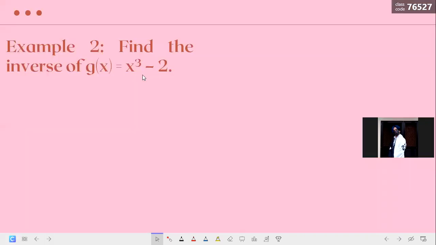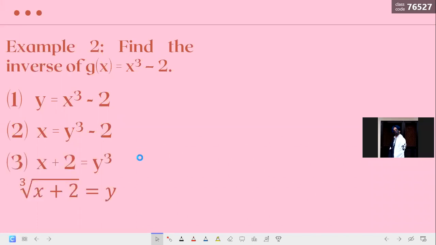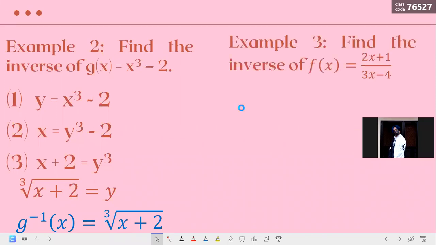Okay, let's have the second one. Second example is this. It is one-to-one because the degree is odd, 3. If you would like to rewrite g of x, replace g of x with y, and then interchange the x and y. Then solve for y, transpose the negative 2. Thus, for the inverse of g of x, we have g of negative 1 of x is equal to the cube root of x plus 2. Okay po? Question?